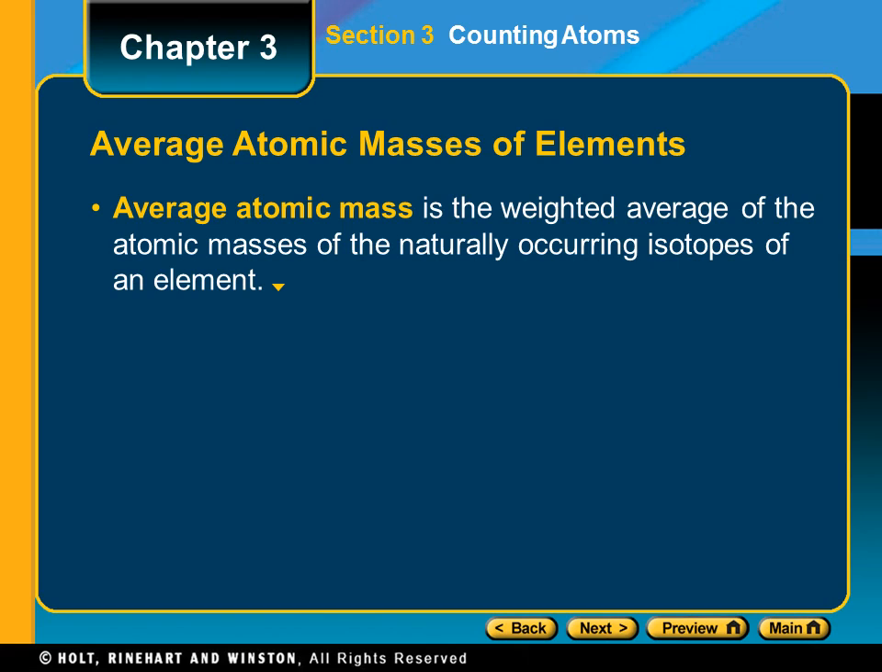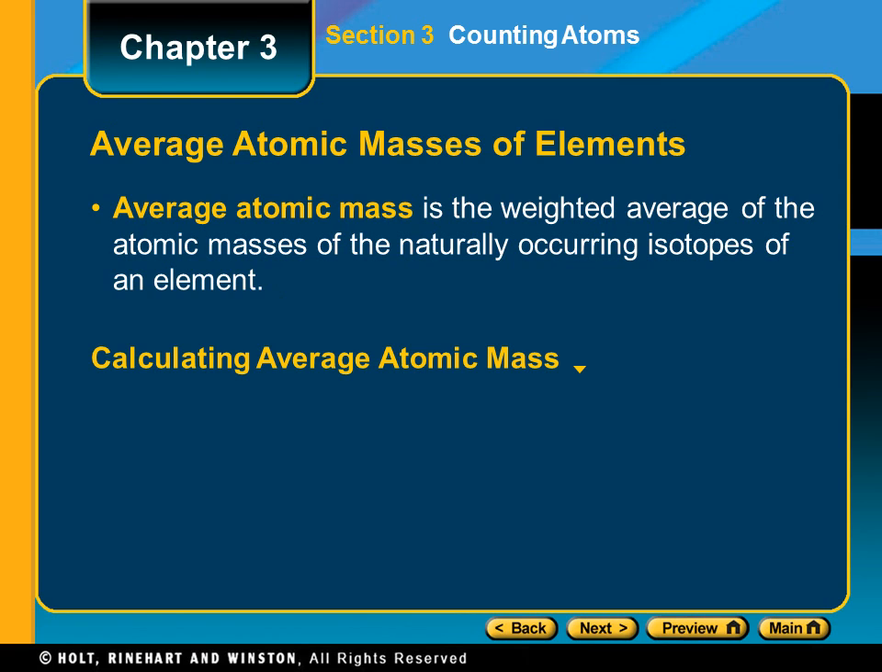The average atomic masses of elements. The average atomic mass is the weighted average of the atomic masses of the naturally occurring isotopes of an element. Remember, we said that in real life, these elements exist as lots of different isotopes, okay? The average atomic mass is the weighted average of the atomic masses of the naturally occurring isotopes.